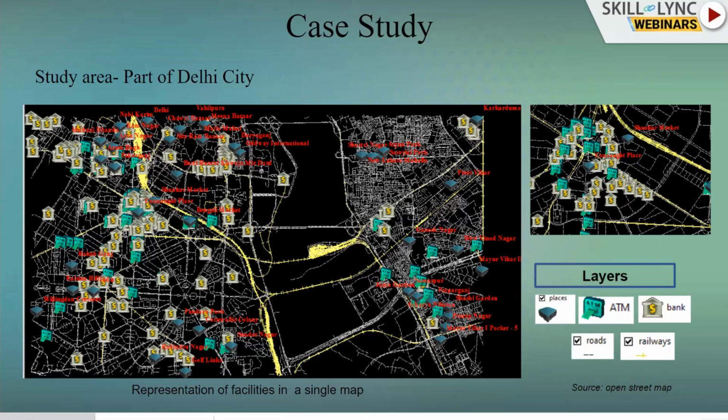You can overlay many features and many facilities together in a single image and get the map of a particular area. In a single figure, you are able to see all the things located in a particular area, like the road network going through the place, the railway, and also the bank and ATM facilities.